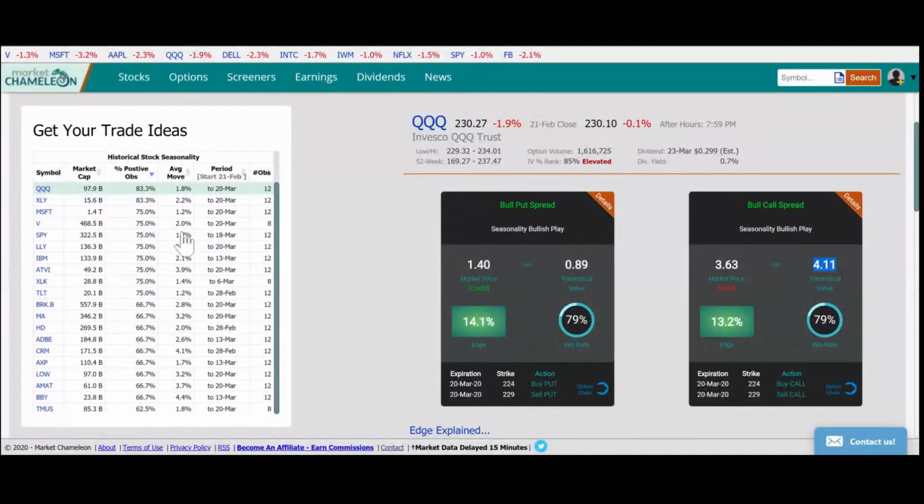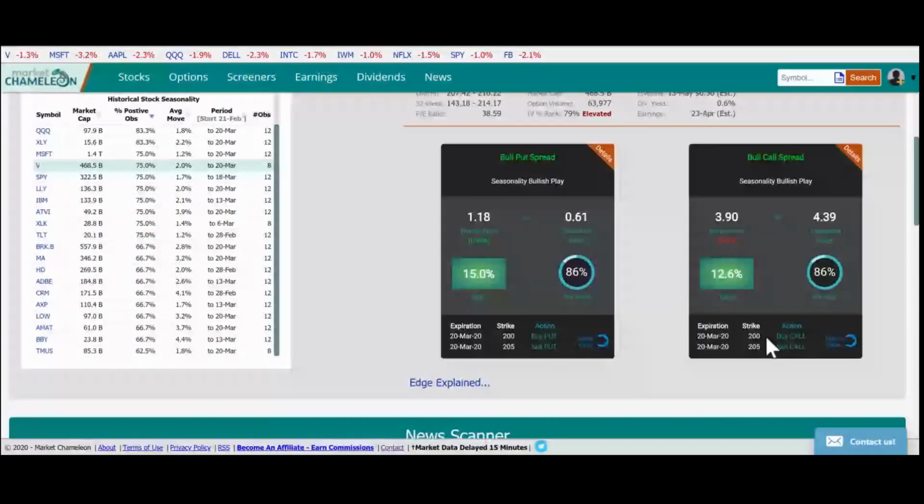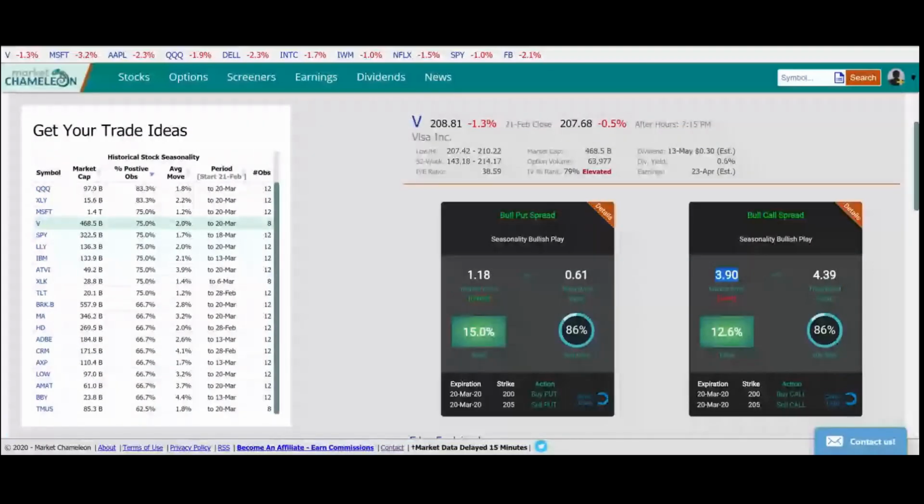So then I came back. Let me just go to Visa right here, and here's an example. I'm right here on this Visa spread, and this is a call spread where you're buying the 200 call, selling the 205 call for 390, and if the stock is above 205 at expiration in this situation, then it'll be worth $5, right? Anything above 205, this spread will be worth $5.